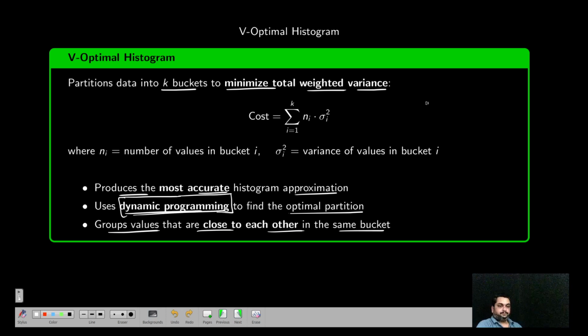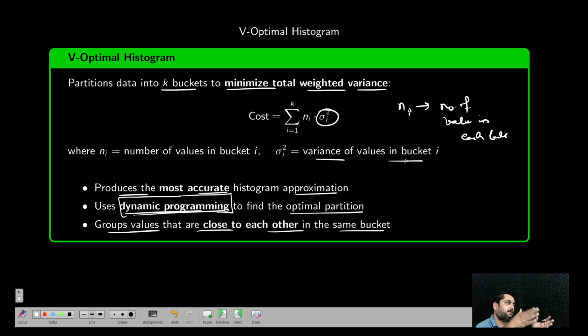The concept is simple. Now what is the cost function? How will you define the V-Optimal function? It is nothing but Ni into sigma i squared. Ni indicates the number of values in each bucket. Sigma i squared indicates the variance of values in each bucket. Each bucket has a certain number of values, right? There are k buckets in total. The cost function is the summation of the product of the number of values in each bucket and the variance in that bucket.